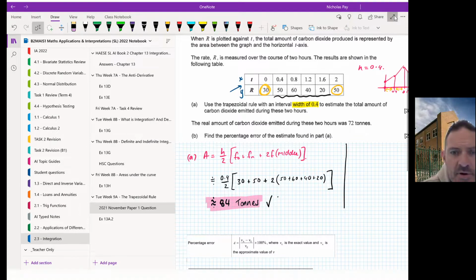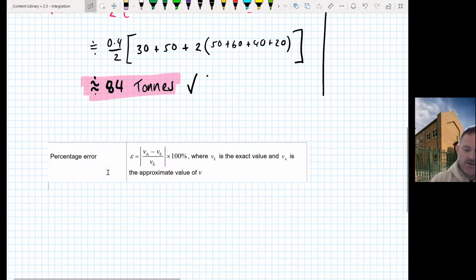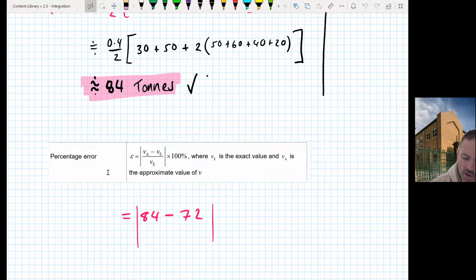How do people get this wrong? I don't know. Okay, so now we're going to go through this one, and it says percentage error equals the value of the approximate. Well, our approximate was 84. Subtract the value of the exact, and we're told exact is 72, and that's the absolute value of all this, by the way, all over 72 times 100.